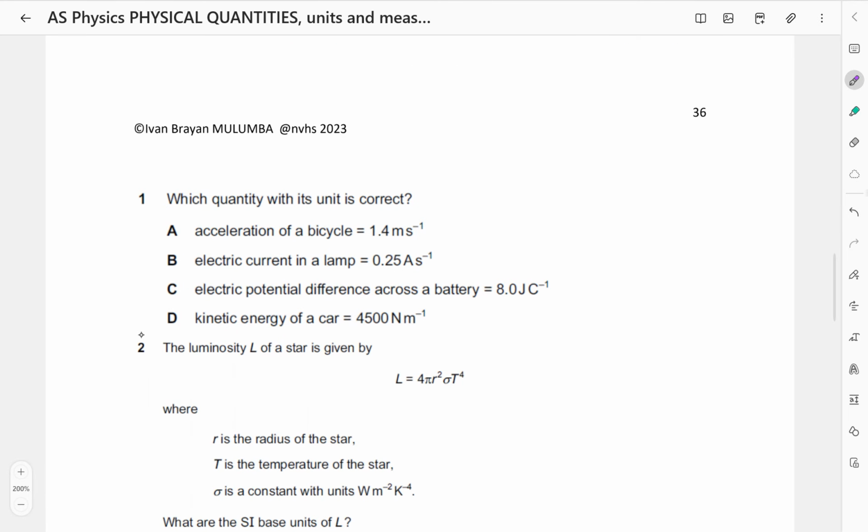Which quantity with its unit is correct? I think this is going to be C. Electric potential difference across a battery. We know that V is equal to energy per unit charge, so that is in joules per coulomb. So that is correct. Electric current in a lamp 0.25 ampere per second? Electric current is just amperes. Acceleration cannot be meters per second. Energy cannot be newtons per meter. It can be newton meters, but not newtons per meter.